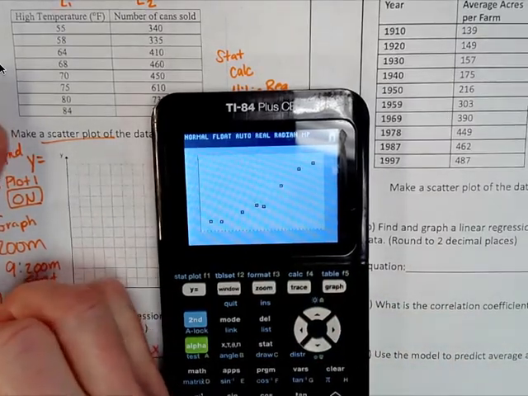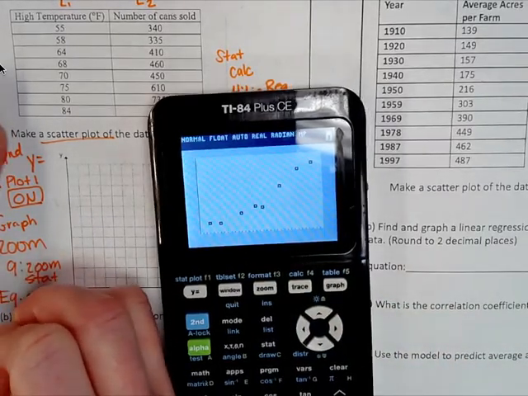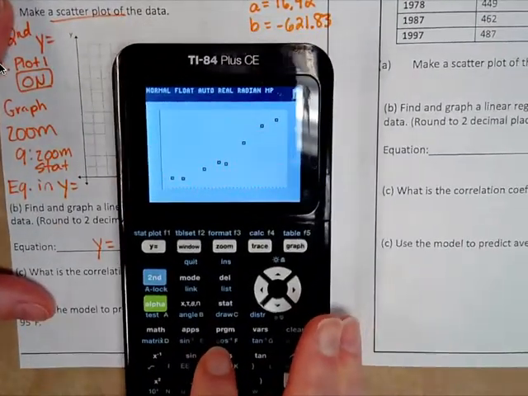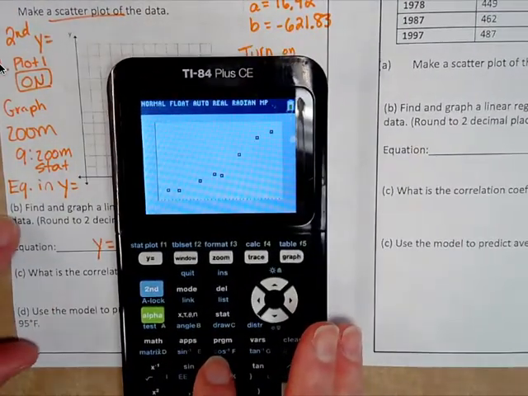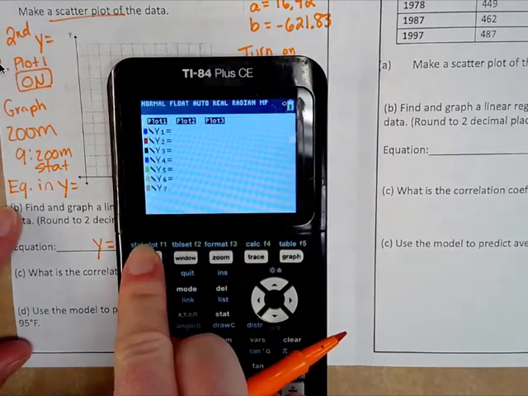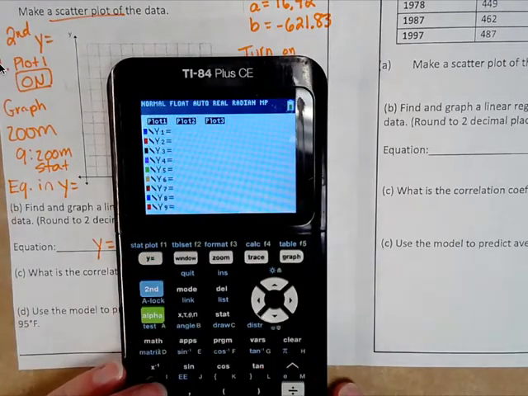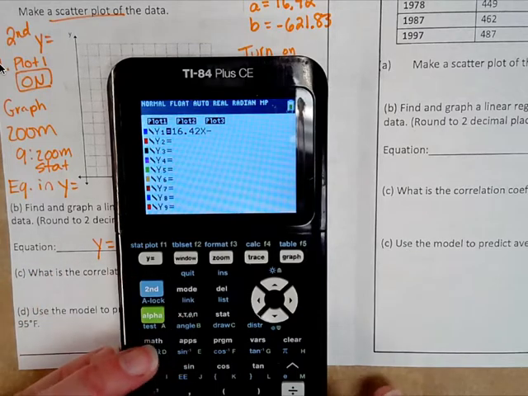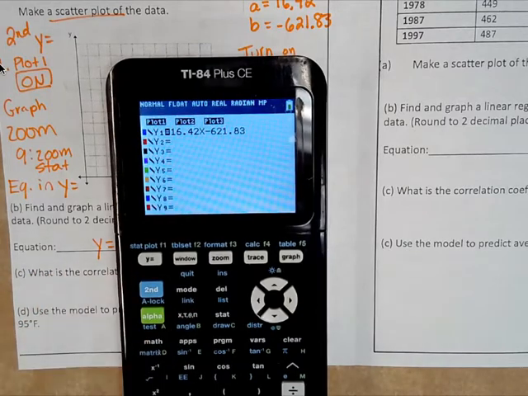All right, so the next thing, put the equation in y equals. So go to y equals, let's put that equation in. 16.42x minus 621.83.